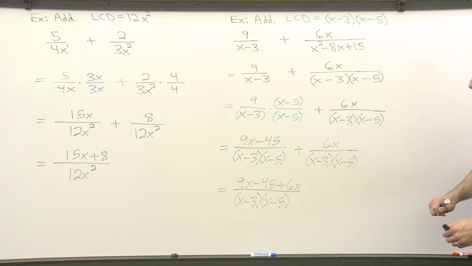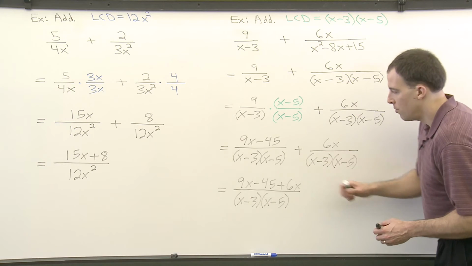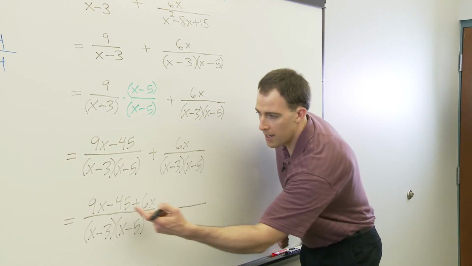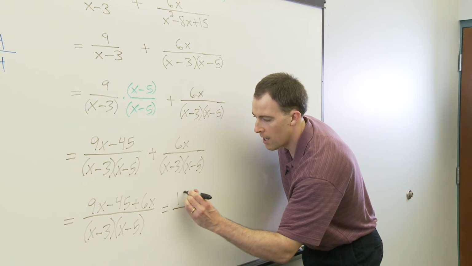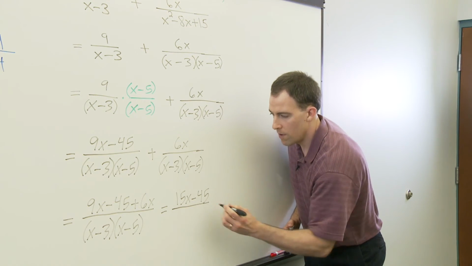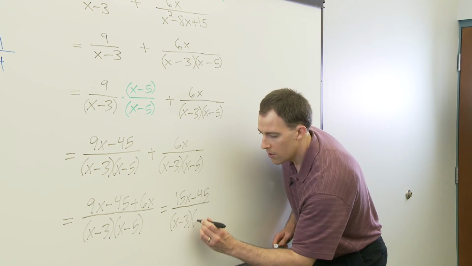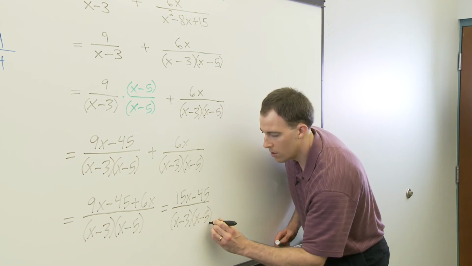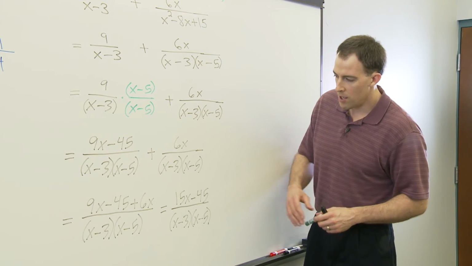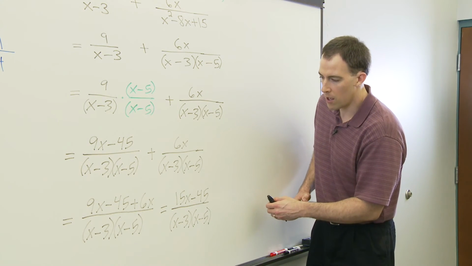Occasionally we're done at this stage, but we need to simplify if possible, and there are like terms to combine in the numerator. So let's combine the x terms in the numerator. 9x plus 6x makes 15x, and then minus 45. 15x minus 45 all over top of x minus 3 times x minus 5. And then sometimes at this stage we're done, but we need to take a look at it and just potentially see if we could factor the numerator and maybe reduce by canceling a common factor.